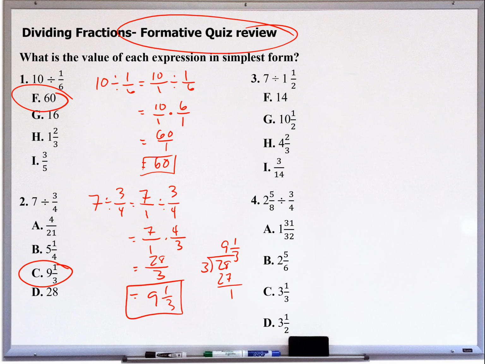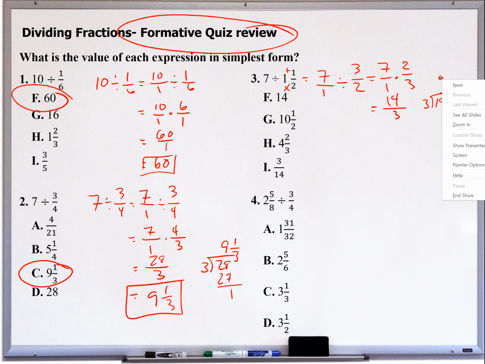To divide by a fraction, we multiply by the multiplicative inverse. So this is the same as 7 over 1 divided by, I'm going to convert this to an improper fraction, 2 times 1 is 2, plus 1 gives me 3/2. Now that I have two numerators and two denominators, I'm going to multiply by the multiplicative inverse. And that gives me 14/3. Top in, bottom out, it's 4 2/3.